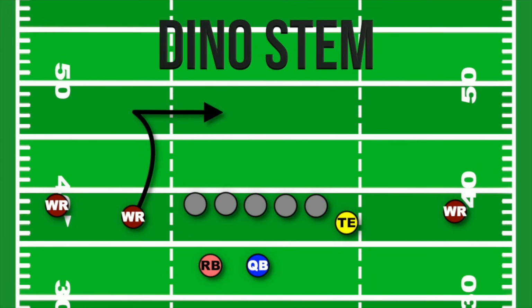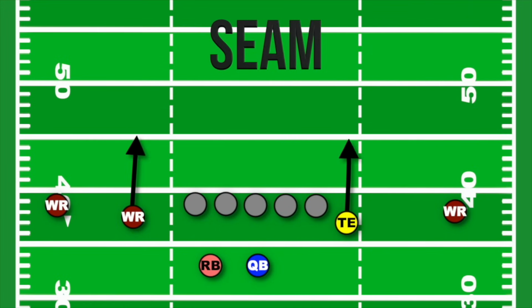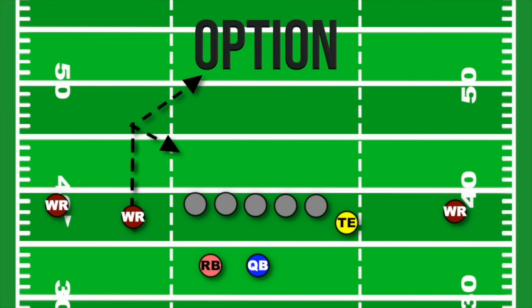A dino stem is a technique receivers will use at the top of a dig or a post, where they take a few steps to fake an out or corner route and then break inside. A seam route is a go route that is executed by the tight end or slot receiver. An option route is a route where the break is determined post-snap. Usually the receiver will release vertically, read the coverage, and adjust his route depending on what he sees. Option routes are effective because they preserve the efficacy of a play regardless of what coverage a defense runs, but it's crucial that receivers and quarterbacks are on the same page.